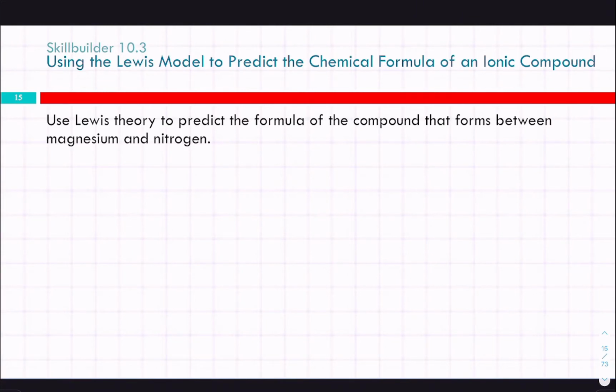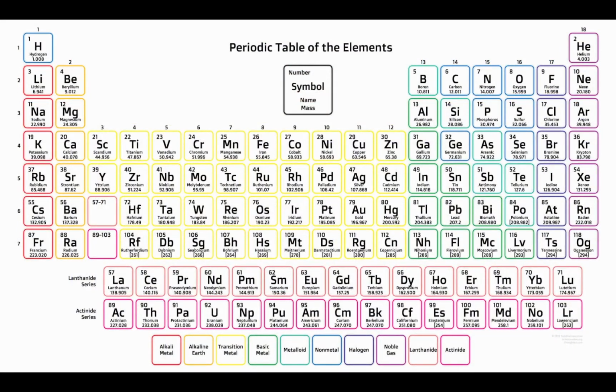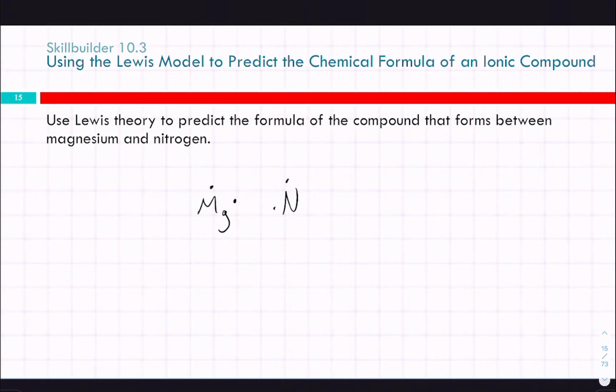So if we wanted to predict a formula for a compound that forms between magnesium and nitrogen, let's see, how many electrons does magnesium have? Just 2. And then nitrogen has how many valence electrons? 5. So magnesium wants to get rid of 2 electrons, but nitrogen needs 3.